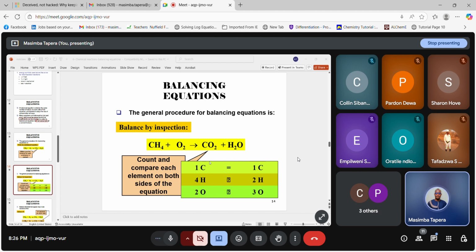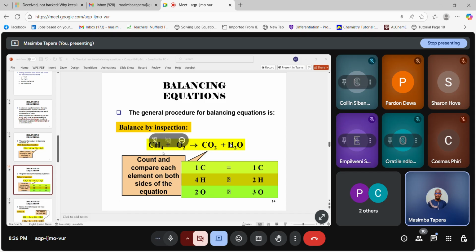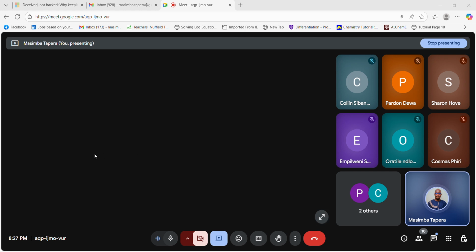We balance it by making sure that we have an equal number of moles on both sides of the equation, and it means we'll have to put a 2 here. The same applies if you move on to O2. You see that we have 2 oxygen on this side, and on this side we have 2 here plus 1 here, which is 3. It means we also have to balance the oxygen. Okay, so in the next slide we are going to show how to balance this equation.